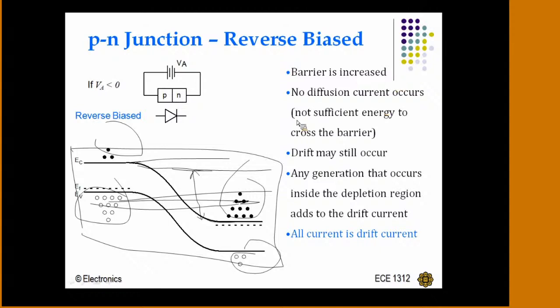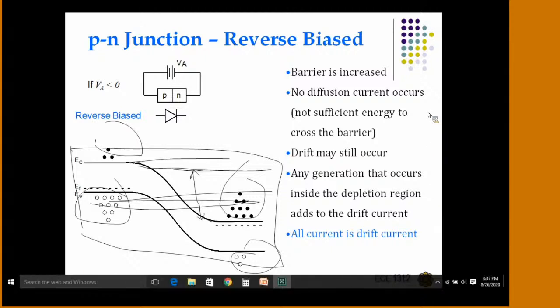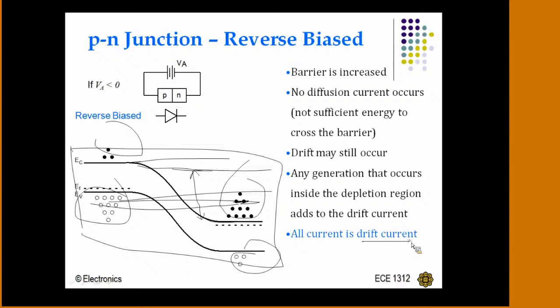Now the barrier is increased, so no diffusion current occurs, because there is not sufficient energy to cross the barrier. Drift may still occur. That is what I said. The drift current will be there, a small drift current that you call the reverse saturation current. Any generation that occurs inside the depletion region adds to the drift current. All current is a drift current.